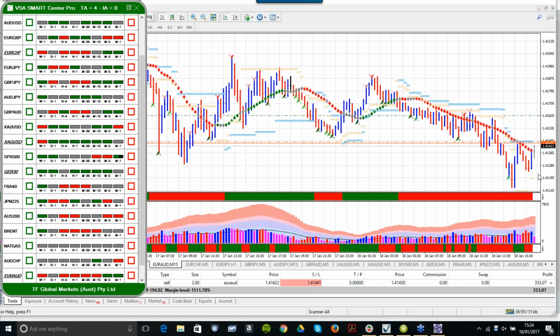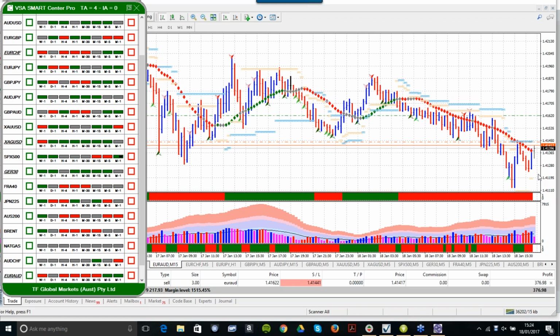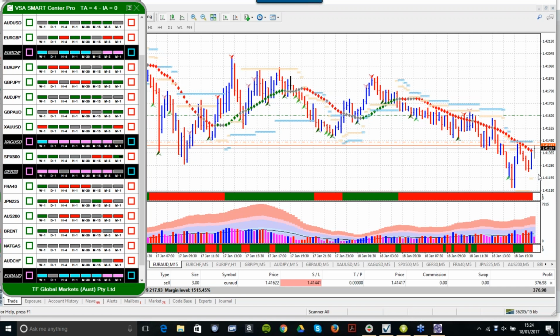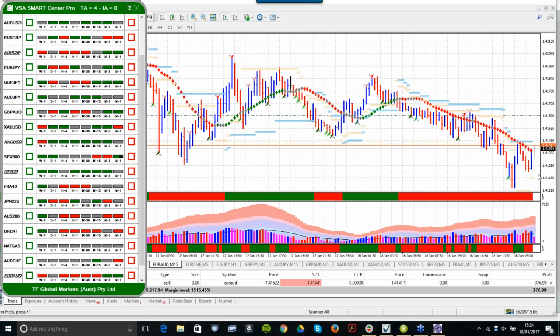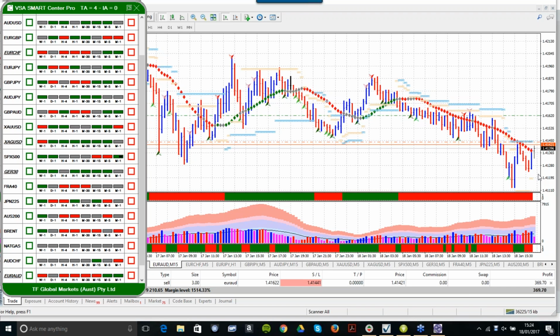Havinder says, how many VSA principles are there to learn? Well, really, there's only 20 if you understand VSA. If you read my book, there's really only 20 that you need to understand. And they're all included in the course that goes with the software, Havinder. Ten to the upside, ten to the downside. That's it. Once you understand those 20, you've got it.